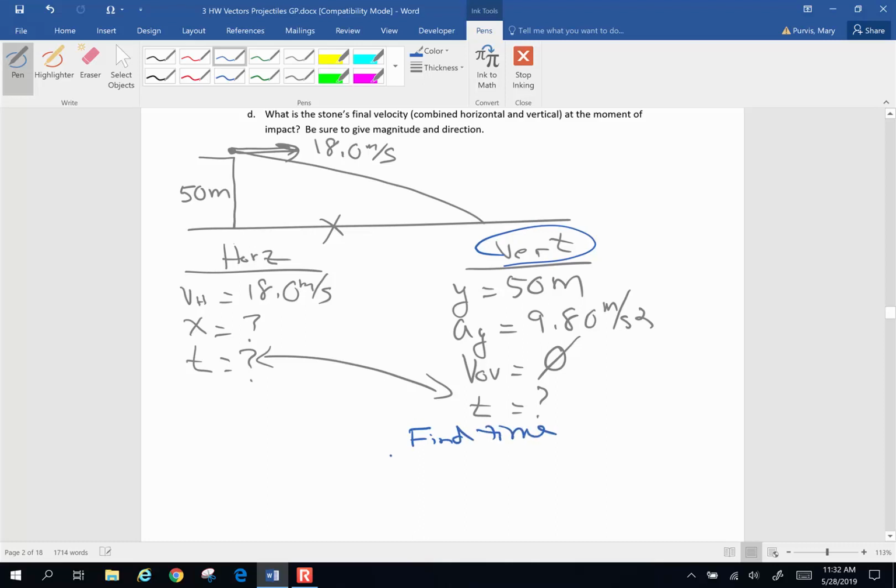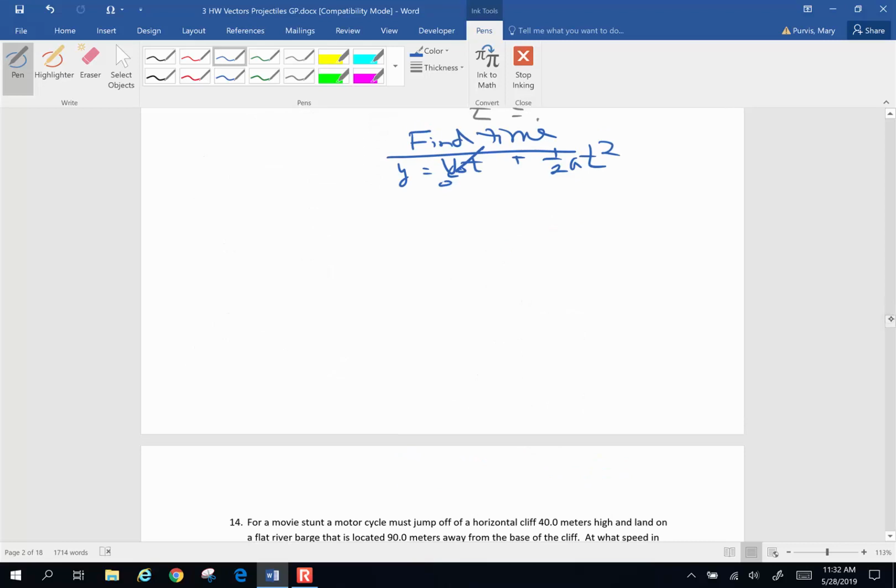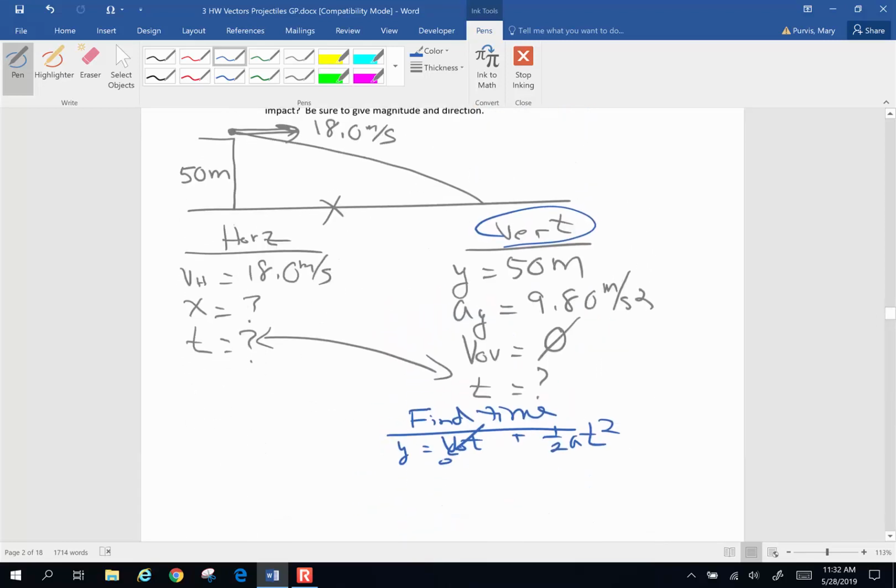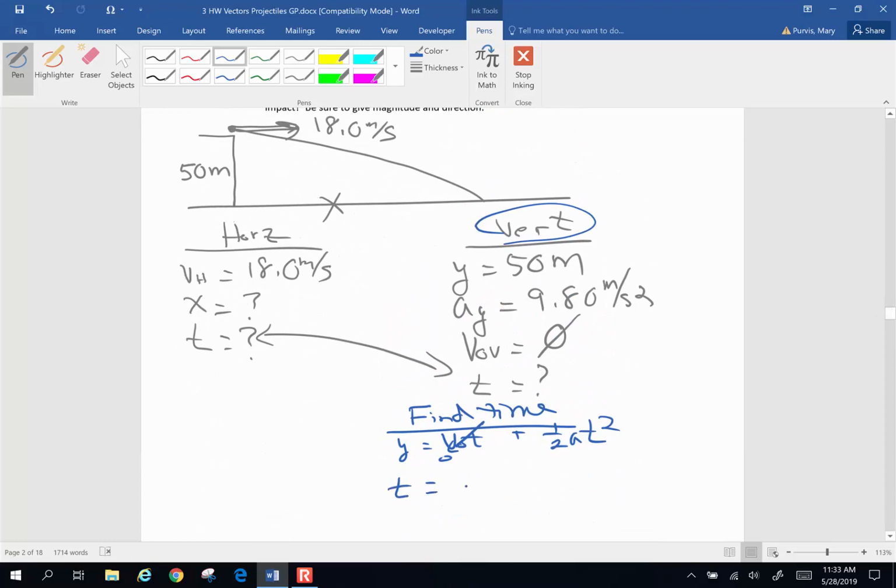So first thing I'm going to do is find time. The equation we've used lots of times on the vertical side is y = v0t + 1/2 at squared. The original vertical velocity is 0, so that goes away. We're going to do a little magical, fabulous algebra. So time is going to be equal to the square root of 2 times y divided by acceleration. Vertical displacement is 50 meters. Acceleration of gravity is 9.8 meters per second squared.